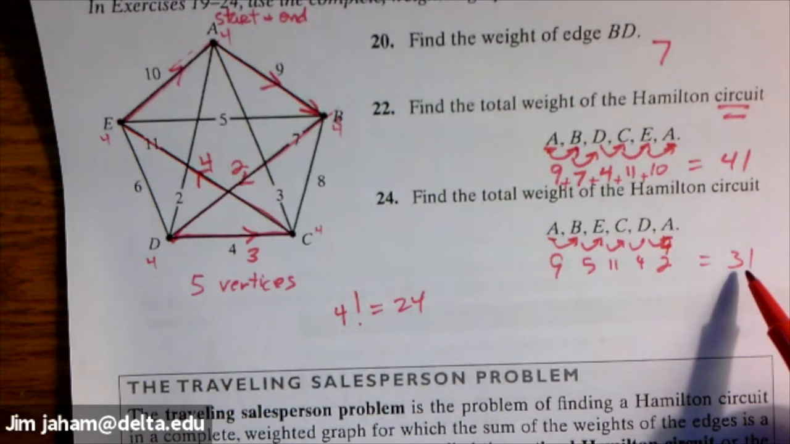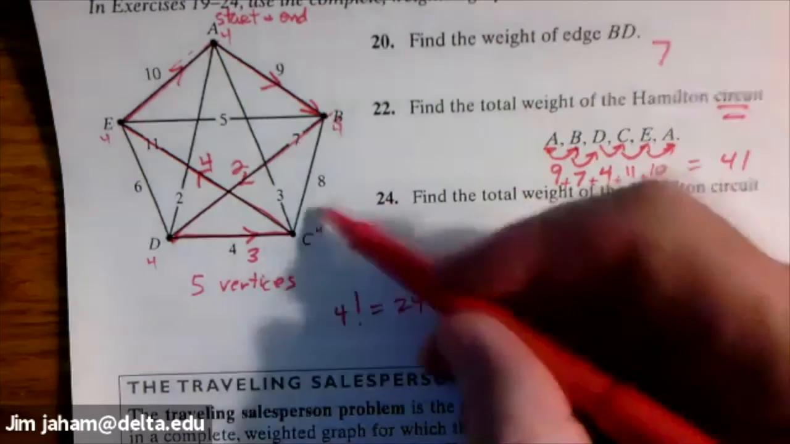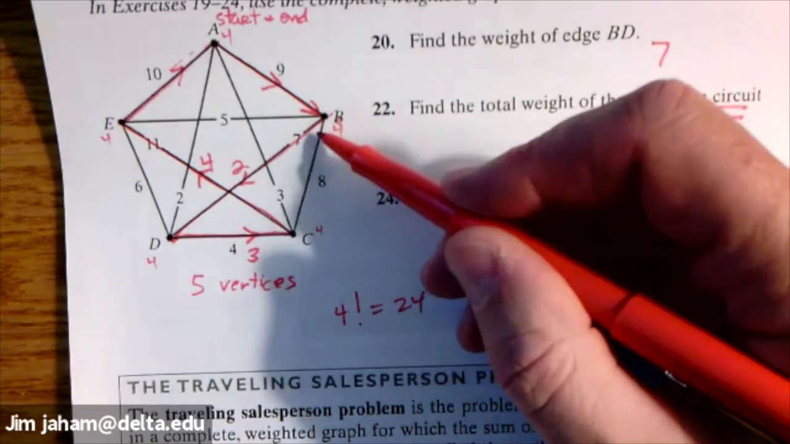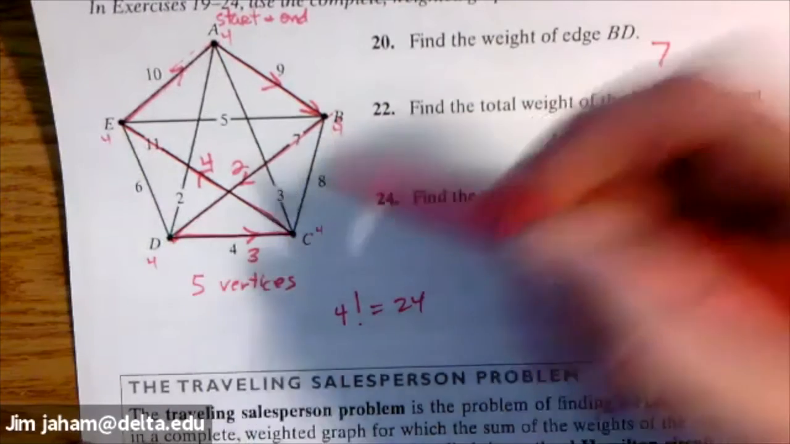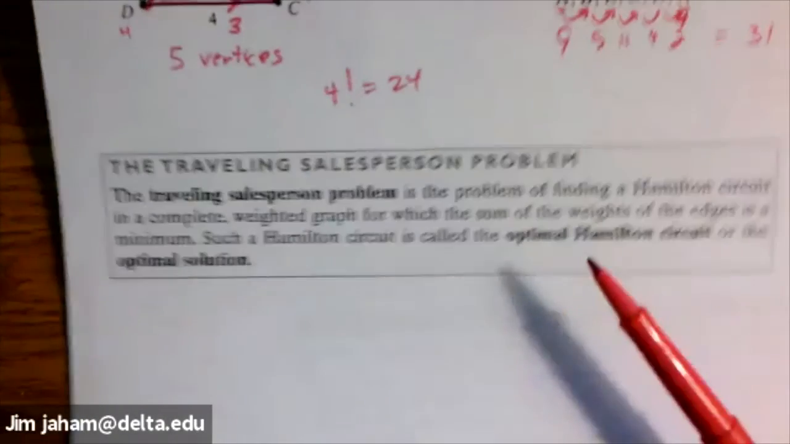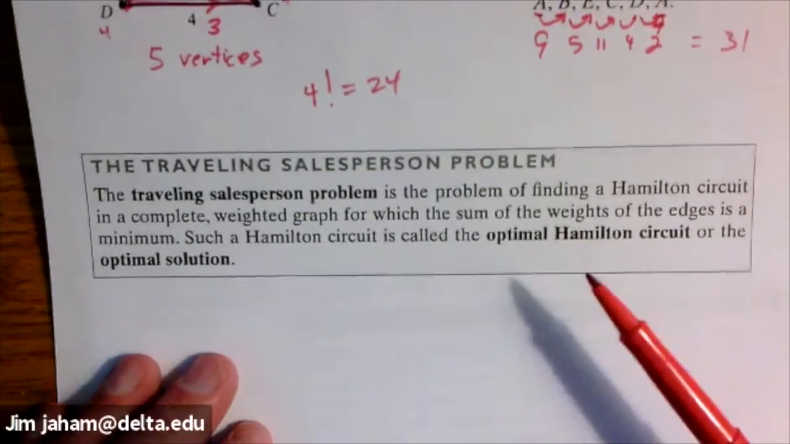Let's say it cost you $10,000 for every mile driven. So if this was $8,000. If you had to pay that amount of money, then you'd be very interested in getting this number down as low as possible. And hence we have the traveling salesperson problems. It's basically this problem up here.